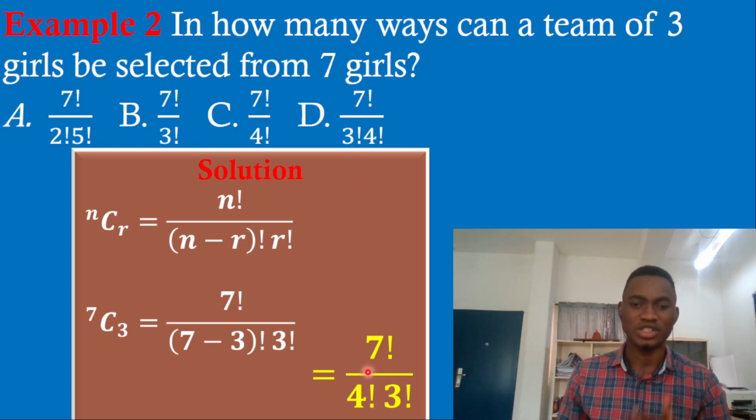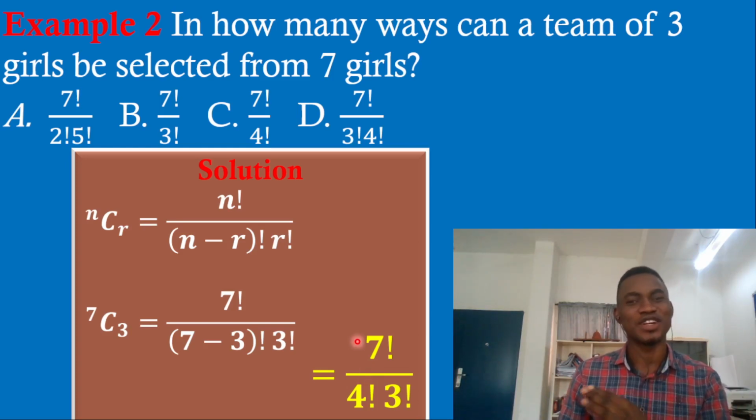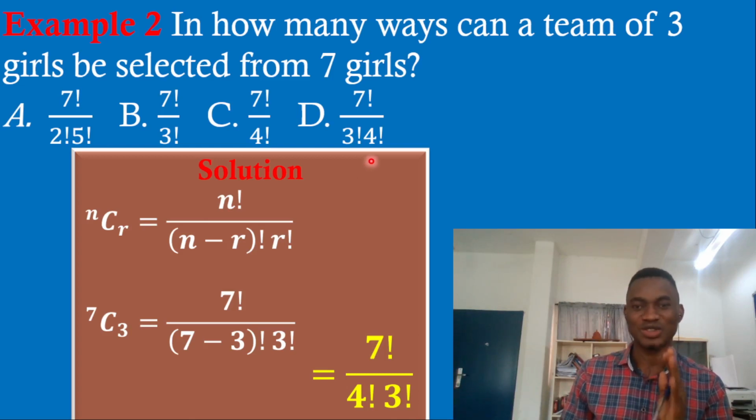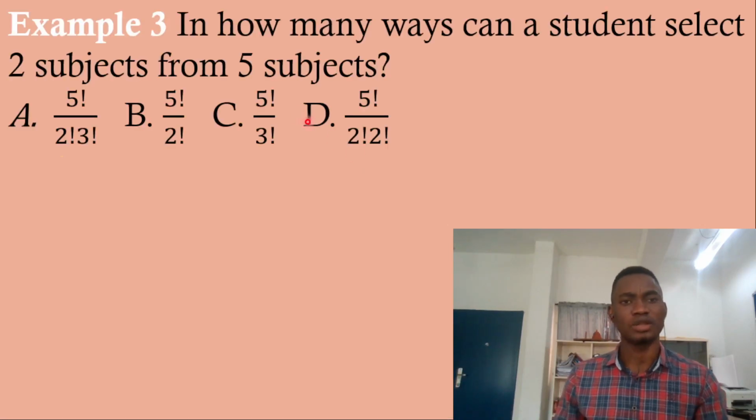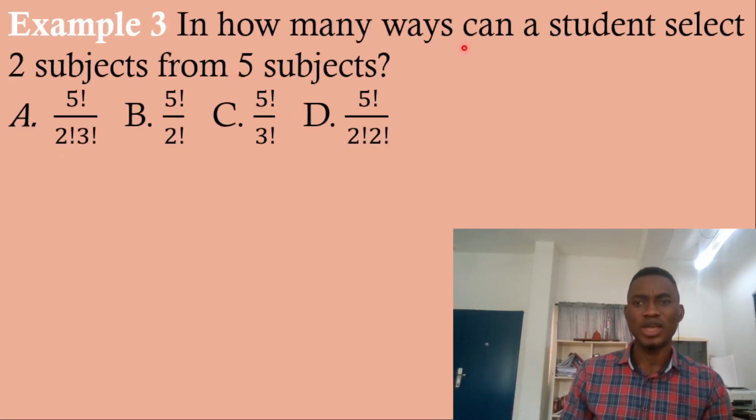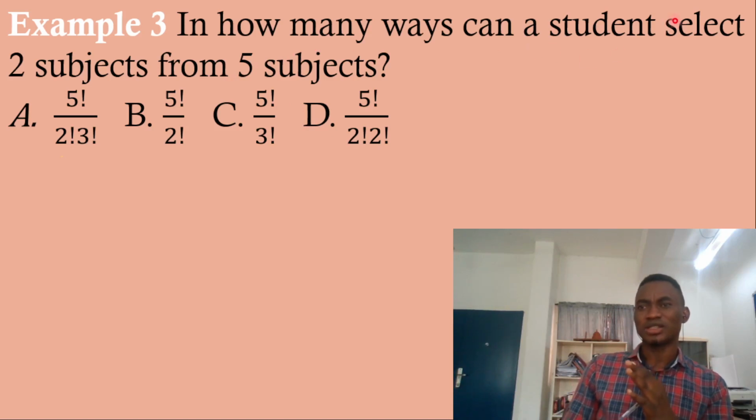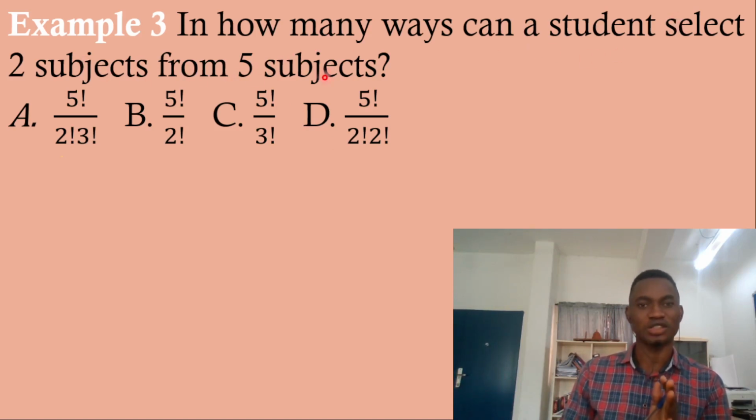It's very, very simple. You don't need to overtake the options. Stop where the options stop. Is that clear? All right, thank you so much. Now let's look at the third example for today. Example 3. In how many ways can a student select 2 subjects from 5 subjects?